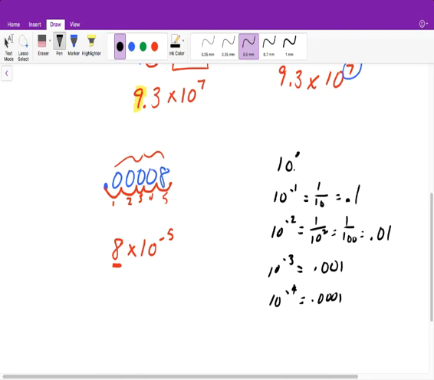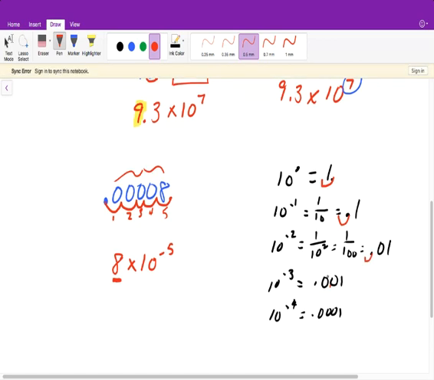So as our powers are decreasing in value, this decimal place, because this is equal to 1, is moving to the left that many spaces. So it went from 1 to negative 1, so we moved it one space over. Went from negative 1 to negative 2, we moved it one space over to get that 0. Negative 2 to negative 3, we moved it one more space over to get another 0, and so on.